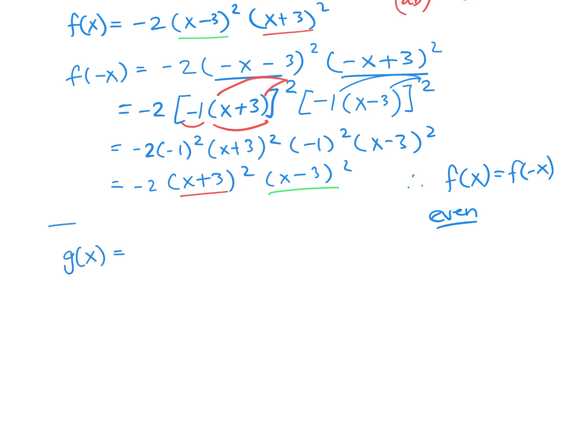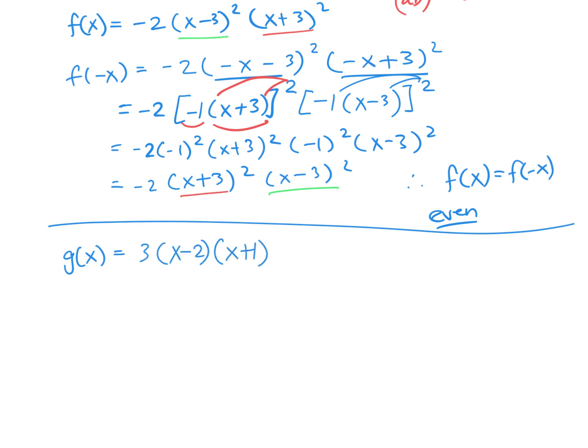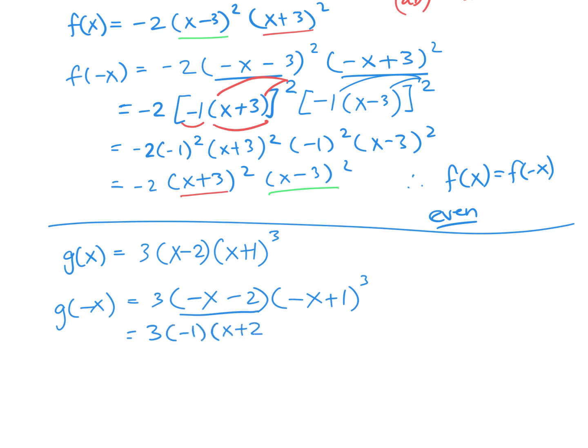Let's do g of x equals 3 times (x minus 2) times (x plus 1) cubed. So I'll test for even first. So that'll be negative x minus 2 and negative x plus 1 cubed. And I'll factor out the negative. Now here, for this first bracket, when I factor out the negative 1, there's no exponent on top, so it's just out and about now. But for the next one, when I factor out that negative 1, it will be raised to the power of 3. So here, 3 times negative 1 is negative 3, just going to clean that up.